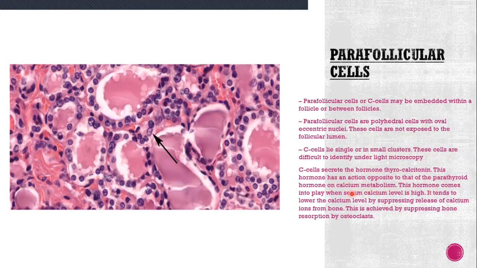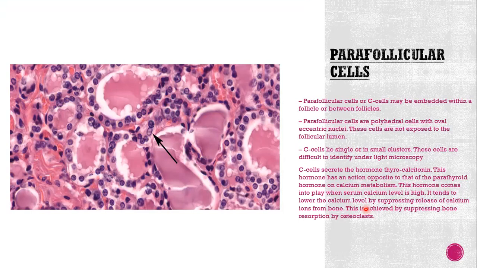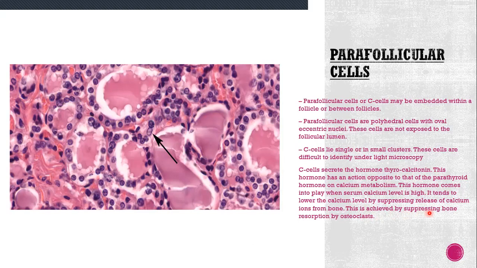This hormone usually comes into play when the serum calcium levels are high, and it tends to lower the calcium levels by suppressing the activity of the osteoclasts. So they suppress bone resorption by the osteoclasts, and they promote calcium deposition into bones by the osteoblasts.